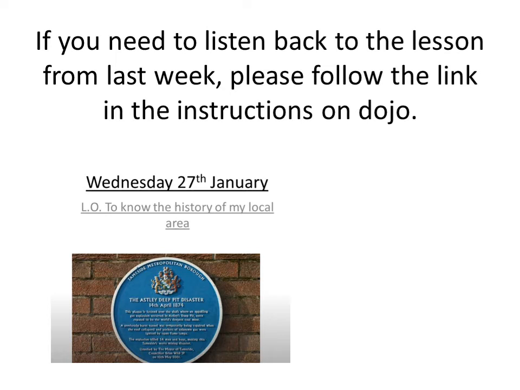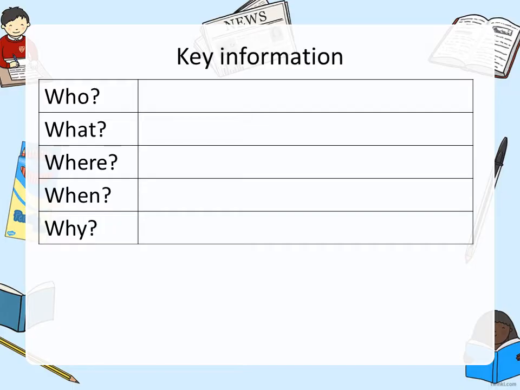This is the lesson that might help you, the one from last Wednesday, to know the history of my local area. Because we're writing about the Astley Deep Pit disaster, we need to know the who, what, where, when, and why of that event to write our paragraph. Please pause it now or go back and have a look and see if you can remind yourself about all of the things that happened.